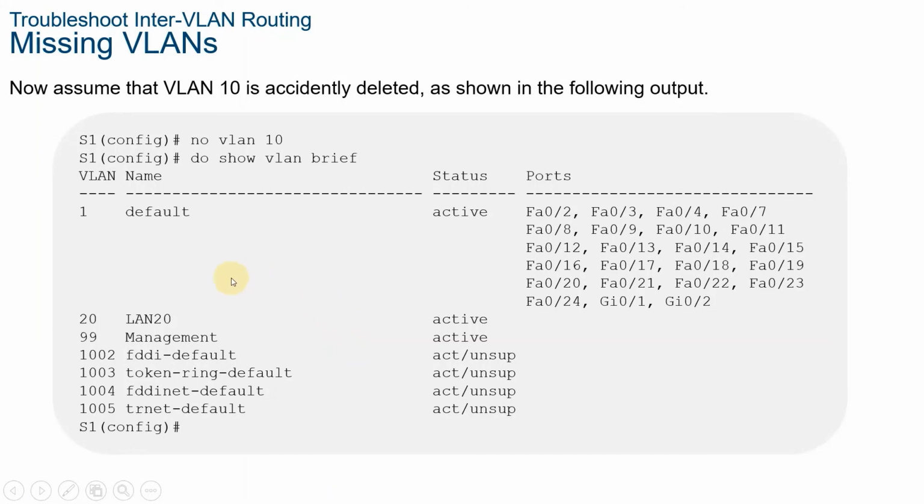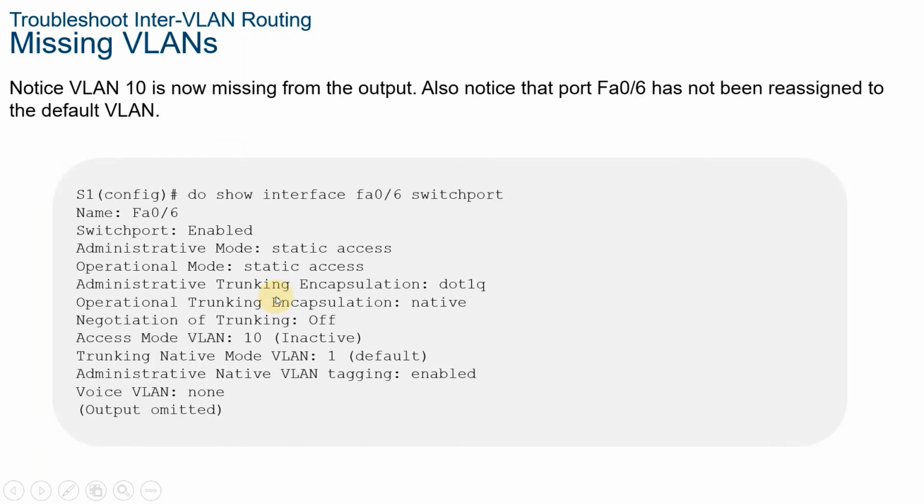Now assume that VLAN 10 is accidentally deleted, as shown in the following output here. So for instance, no VLAN 10 in show VLAN brief. If you observe, VLAN 10 is no longer in the configuration. Notice that VLAN 10 is now missing from the output presented earlier. Also notice that port Fa0/6 here has not been reassigned to the default VLAN.